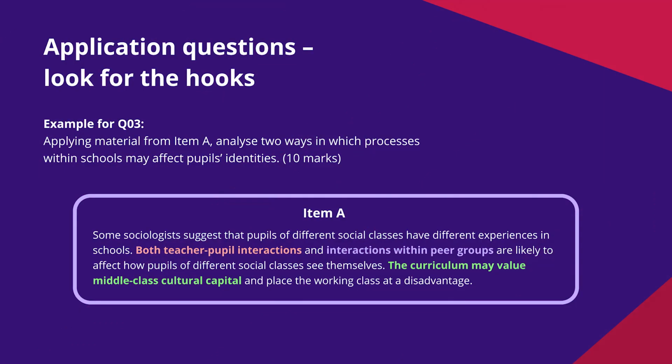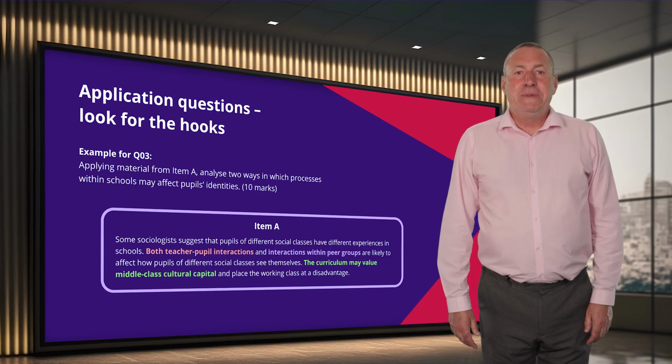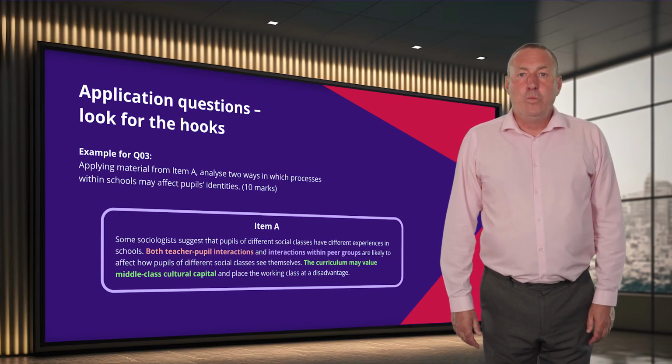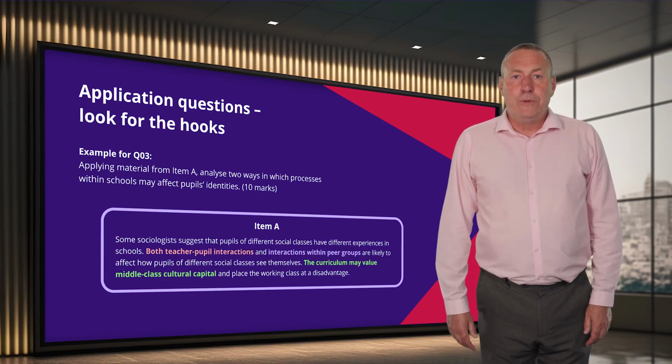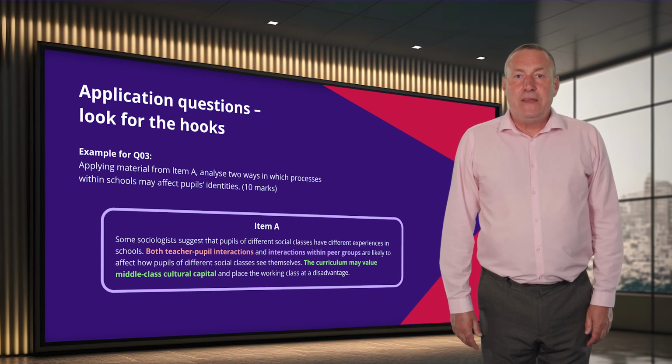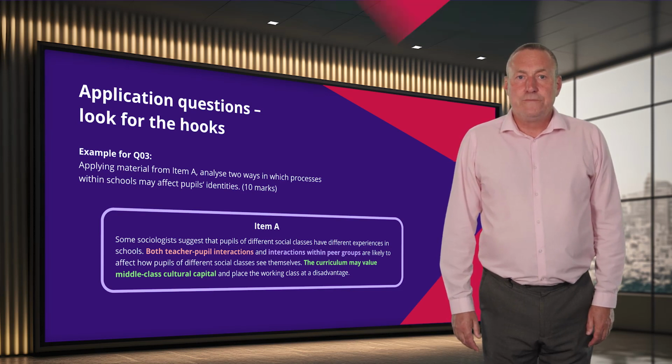Here is a highlighted example of an application type question. Notice how each provides a hook from which the student can formulate their response. Highlighted are the more obvious hooks from the item. There can be 2 applications from one hook. For example, how teachers may affect the identity of pupils around ethnicity, gender, or social class groups.